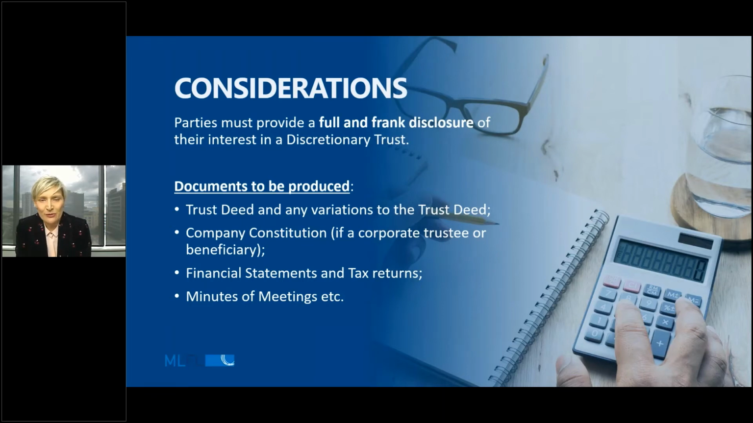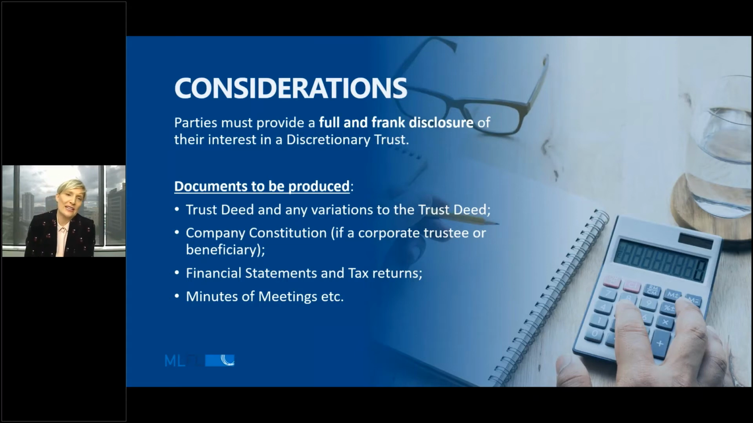I guess first and foremost, when you're asked to consider whether the property of the trust should be the property of the parties, you need to have a better understanding about how the trust has been established and operated. So really, part of the obligations of parties in a property settlement is to make full and frank disclosure, and that includes if they have an interest in a discretionary trust. The documents that need to be produced are things like the trust deed and any variations to the trust deed, company constitution if there's a corporate trustee or beneficiary, financial statements and tax returns, and minutes of meeting.